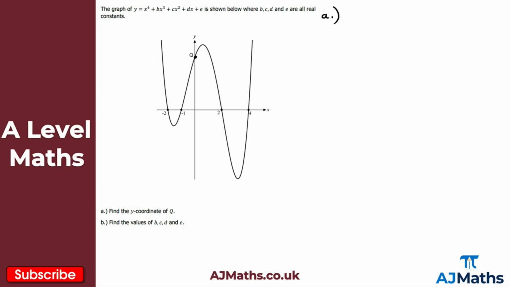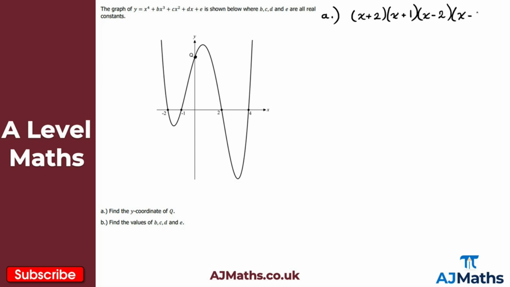Now, the y-coordinate of q is when x is equal to 0. So if we can find the factors of this quartic, then we can easily find the y-intercept by setting x equal to 0. The factors are just where it cuts through the x-axis. If the solution is -2, that must be x plus 2. This would be x plus 1. This is a solution of 2, so that would be x minus 2. And this one is a solution of 4, so that would be x minus 4.